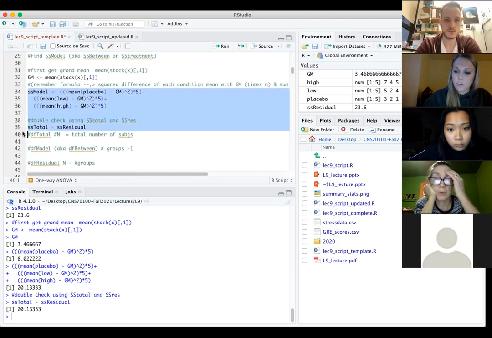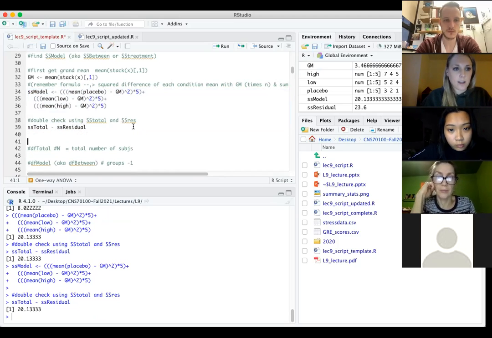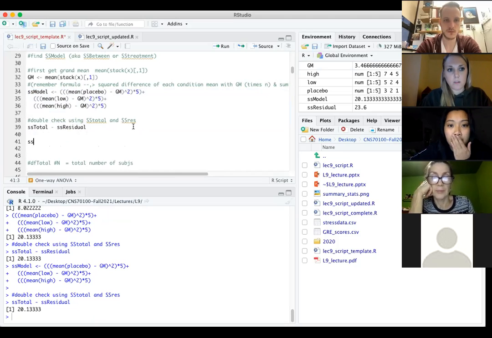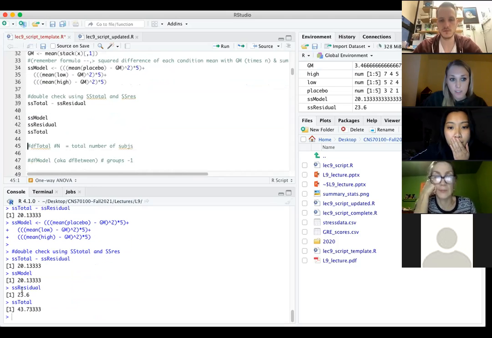All right, so that makes sense so far. So now we basically got all 3 of our sums of squares. I'm just going to print these out. This is how it would be in our table: sums of squares model, sums of squares residual, and sums of squares total, right? This is exactly what we saw in our table: 20.13, 23.6, 43.73.